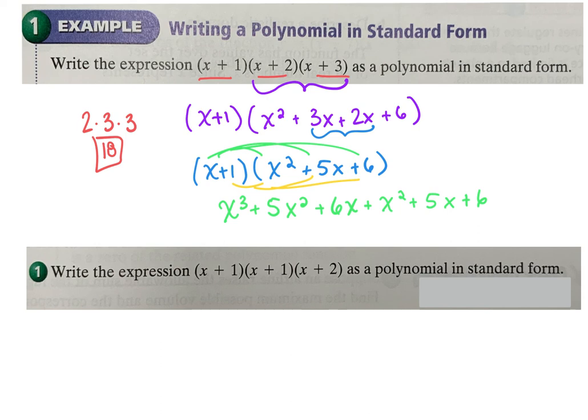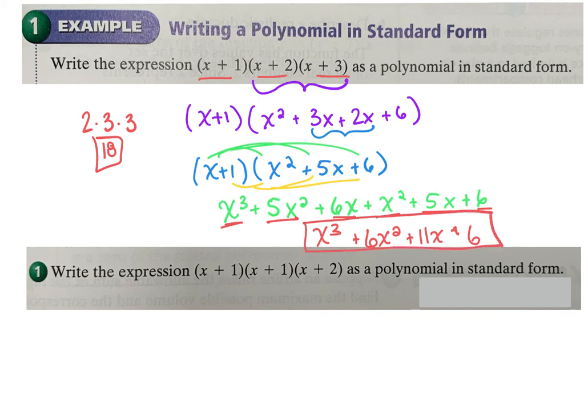They want it in standard form, meaning I need to combine my like terms. So what combines? X cubed doesn't combine with anything. Squared, we have these two guys. To the first power, we have 6 and 5. And then the 6 doesn't have anything to combine with. So that's not very pretty. This is my answer here.